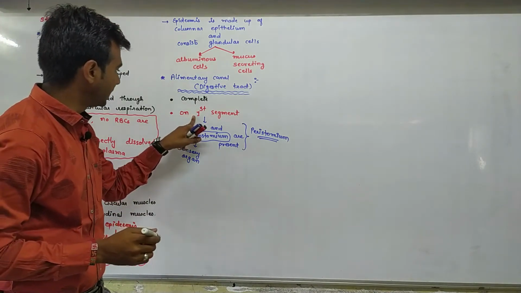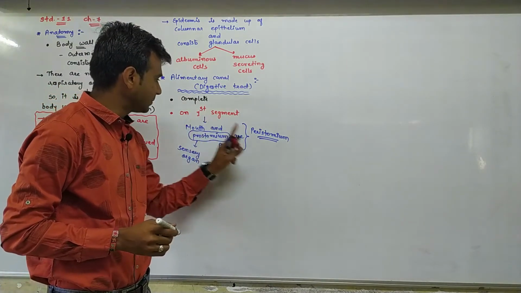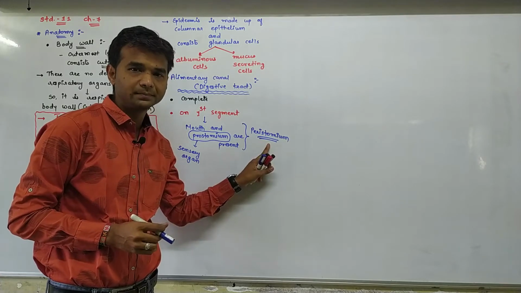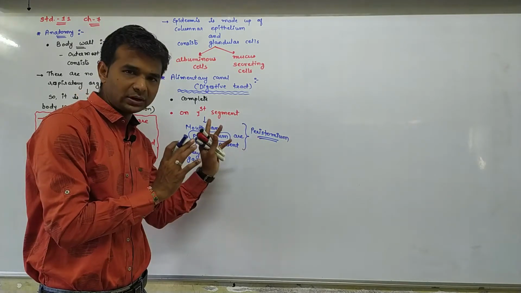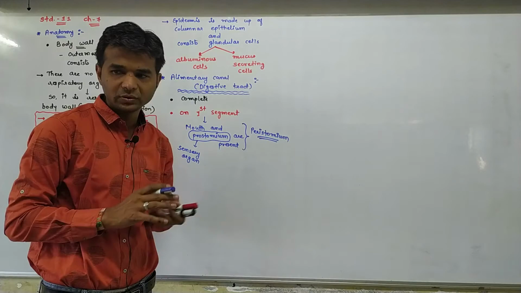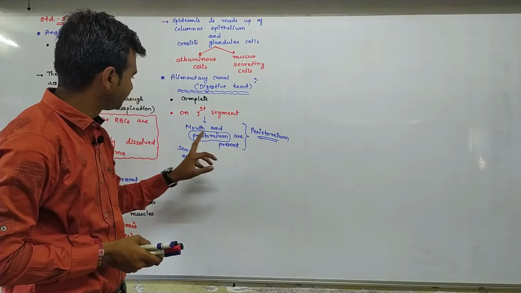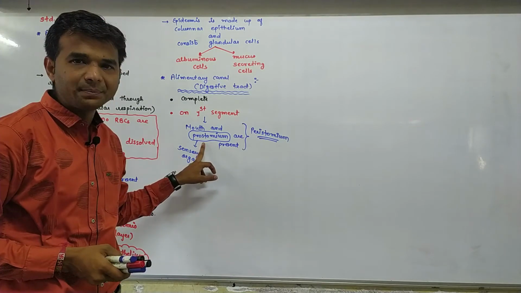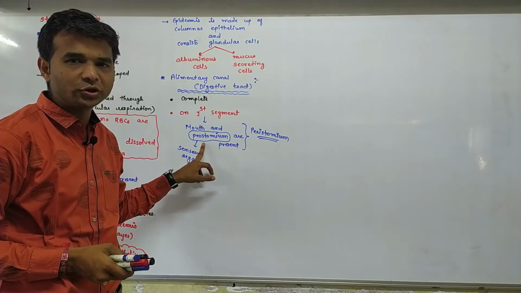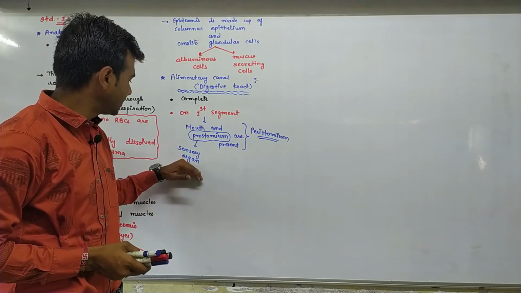On the first segment, known as the peristomium, which was already discussed in the external morphology, two parts are there. The angulated, pointed part is the prostomium. It is a sensory organ.